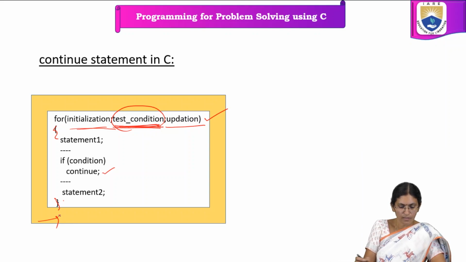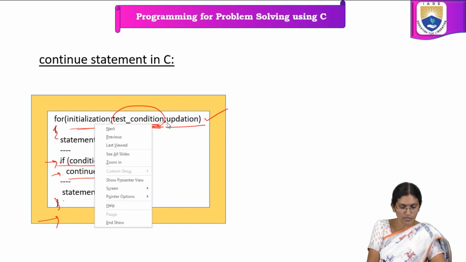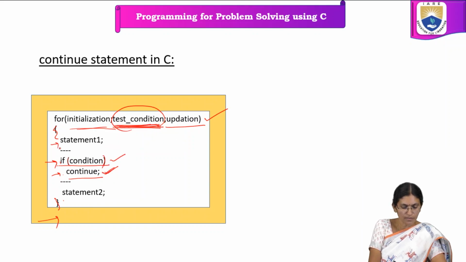Now, in order to use continue, this is how you can implement it. The syntax for using the continue statement is if followed by a condition. This is a decision making statement, a simple if, followed by the condition, and after that we write the continue statement. If this condition is true, first initialization will be done, and the test condition is checked.